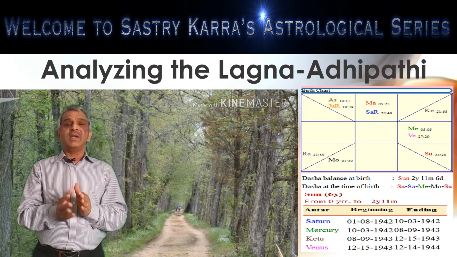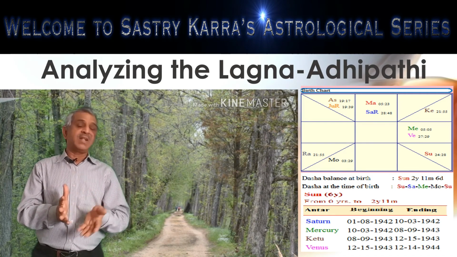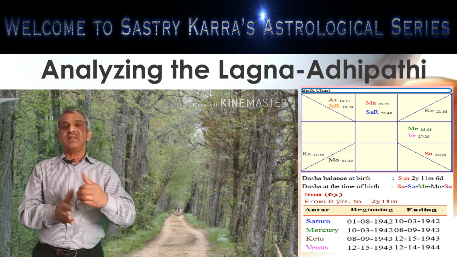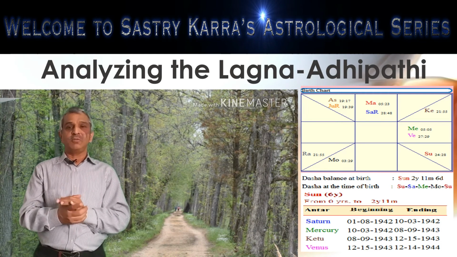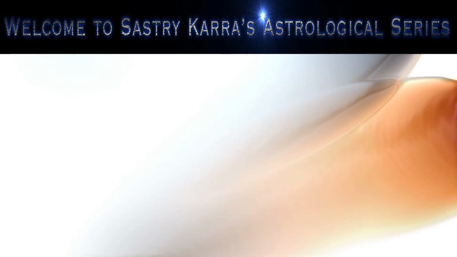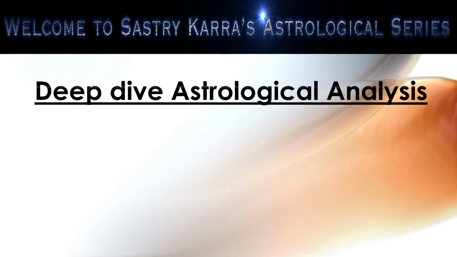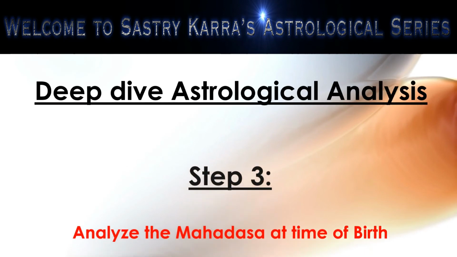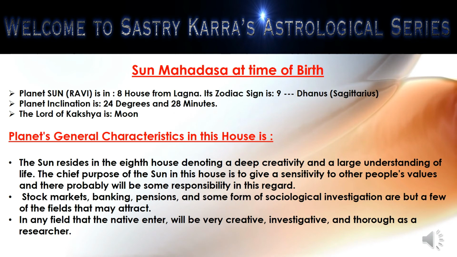Its zodiac sign is Dhanus, Sagittarius. It's the 9th house from the natural zodiac, but from Rashi Lagna it is in the 8th house. The 8th house is the house of death, Mrutyusthanam. And then the Sun's inclination is 24 degrees 28 minutes. When you look at the Kaksha, the Sun is residing in the Kaksha owned by Moon.